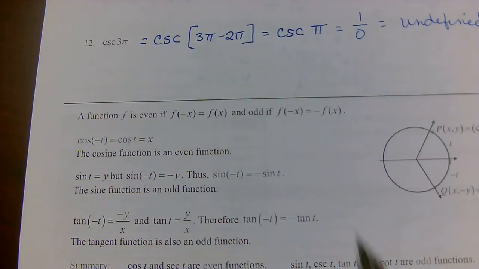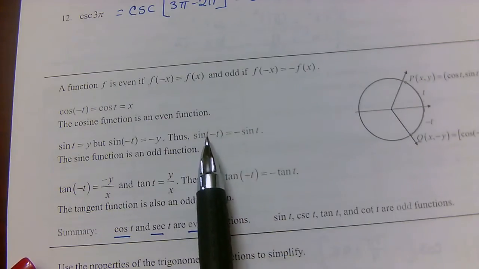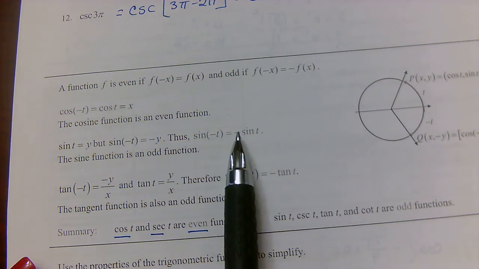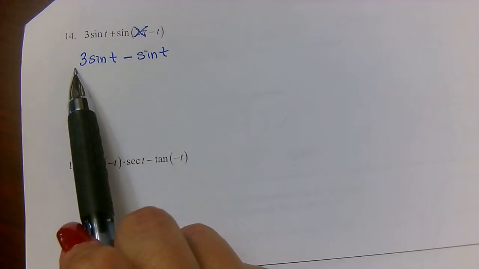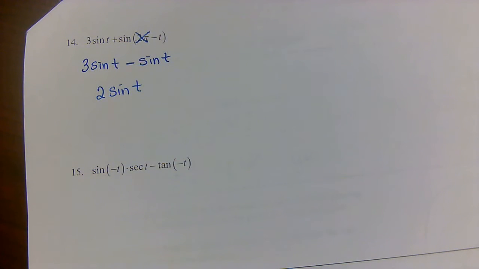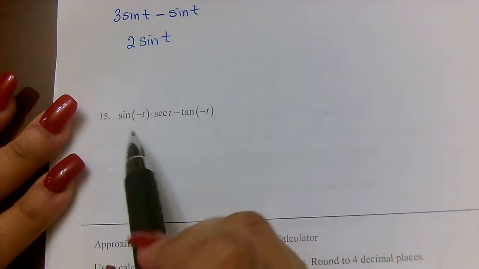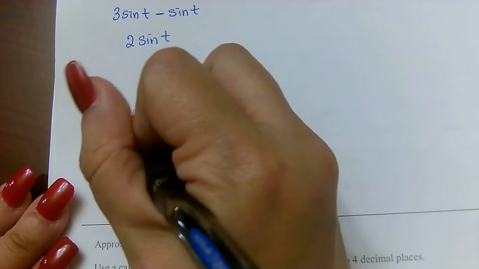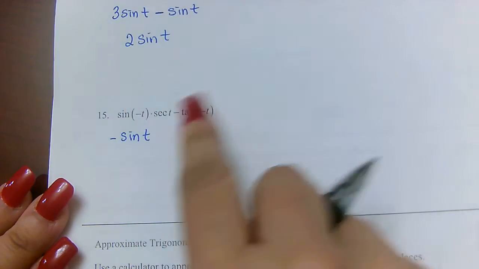Let's go back to that other page real quick and I'll show you what I mean. Here, if sine has a negative t on the inside, all you're doing is pulling that negative out. Okay, so that's all we're doing here. So what is 3 minus 1? Well, that's just going to be 2 sine t. Okay, all we're doing on these is simplifying. Okay, next one, sine, negative, pull it out, negative sine t.